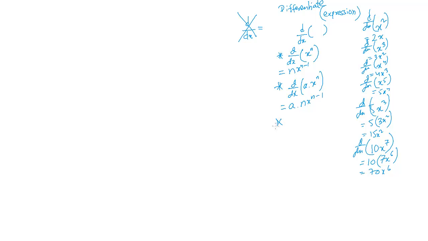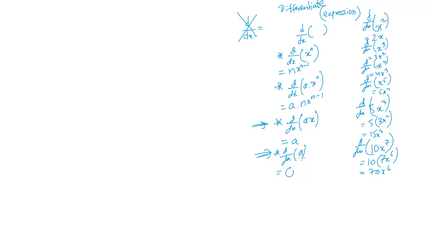One more common rule to remember is d by dx of any number times x is always that number, because x means x to the power 1. So if you think of x to the power 1, it becomes x to the power 1 minus 1, which is x to the power 0, which is 1. So we get A. Another rule to remember is the constant. If you differentiate a constant, since differentiation means change, that would be 0. So that's how it works.